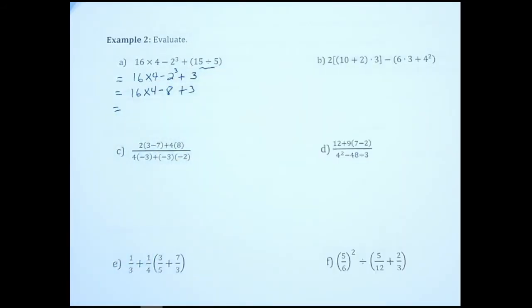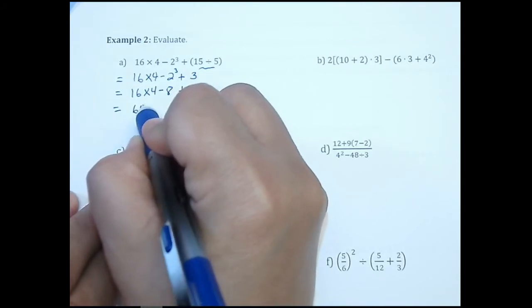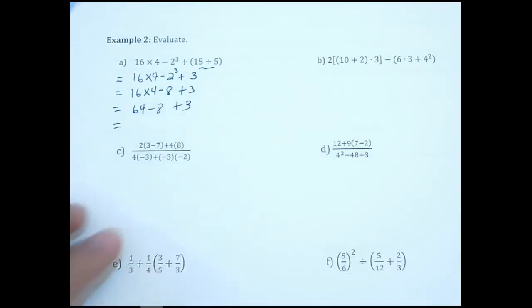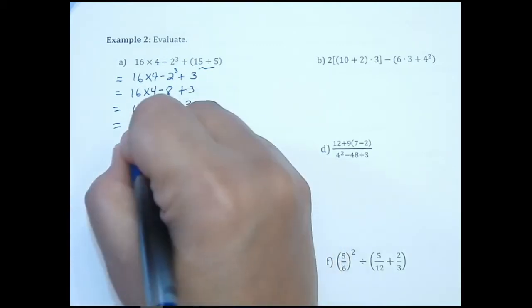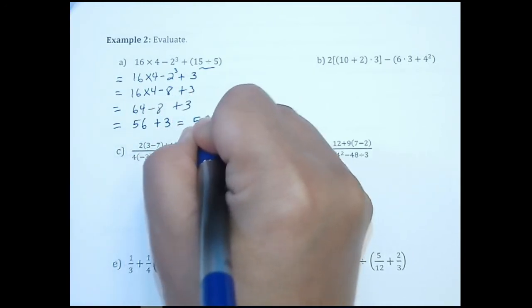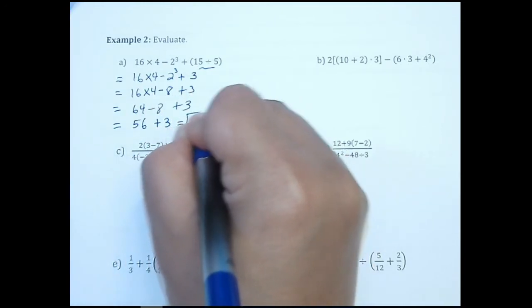Then we're going to take care of any multiplication. 16 times 4 is 64. And 64 minus 8 plus 3. So first we want to do the 64 minus 8. And that's going to give us 56. And then we add the 3. So we get 59 as our final answer.